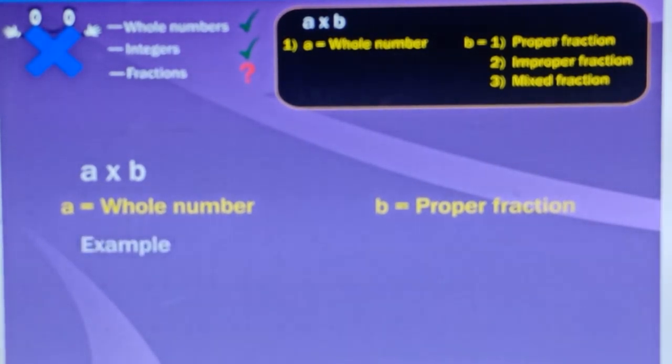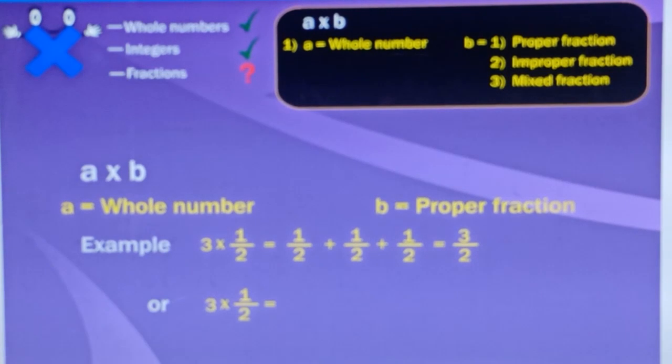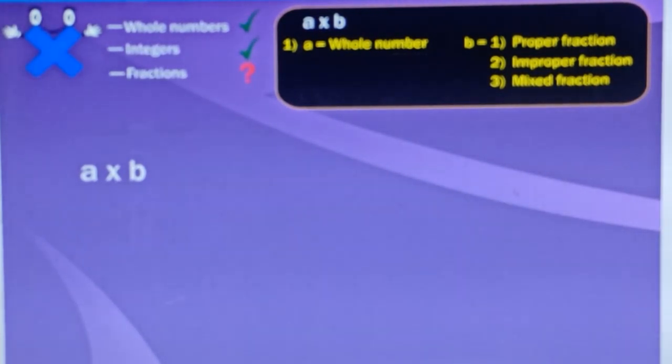For example, 3 multiplied by 1 upon 2 is 1 upon 2, added 3 times, giving 3 upon 2. This is also 3 multiplied by the numerator, 1, keeping the denominator as 2, giving 3 upon 2.